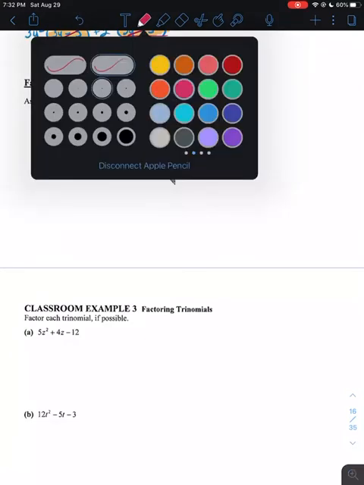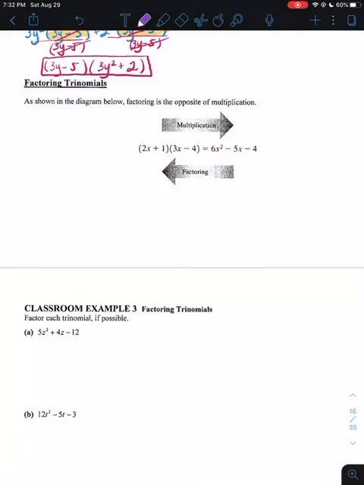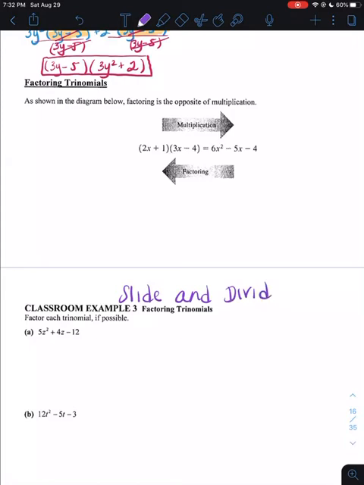So let's see. All right, before I get to slide and divide, let's do some. They don't have any simple examples up here. Let's look at some simple examples first before we start jumping into the slide and divide stuff. So I'm going to make up some examples here. So let's look at some really simple ones.